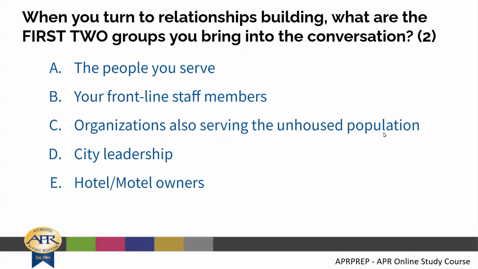When you turn to relationship building, what are the first two groups you bring into the conversation? A, the people you serve. B, your frontline staff members. C, organizations also serving the unhoused population. D, city leadership. Or E, hotel motel owners.